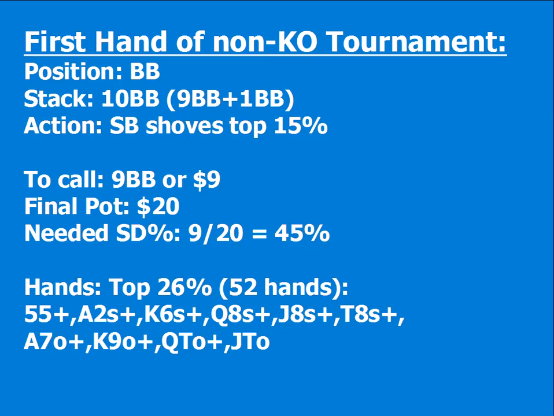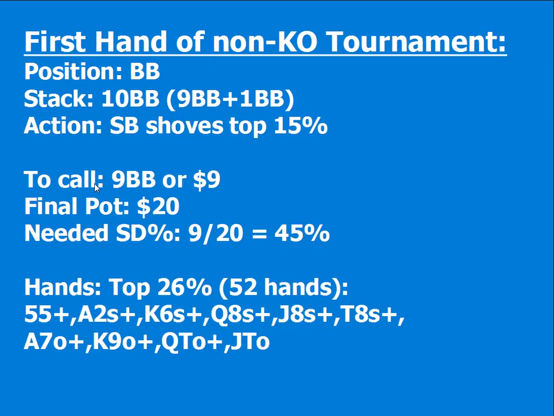So let's say it's the first hand of a non-knockout tournament. We're in the big blind, and our stack starts out as 10 big blinds. So we've got 9 big blinds behind with 1 in the middle. Folds around to the small blind who shoves, and we put him, for whatever reason, on the top 15% of hands. We know it's the top 15%. All right, let's take a look at what we have to do.